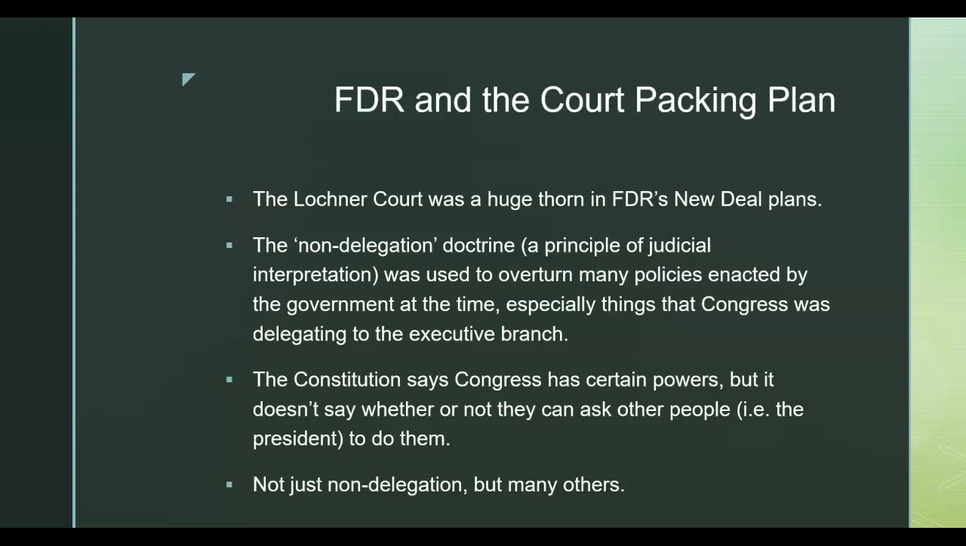So FDR is elected in 1932, and one of the doctrines they used to overturn a lot of this New Deal stuff was what was called the non-delegation doctrine. The non-delegation doctrine is this: Congress is tasked with doing certain things. Congress is supposed to do specific things.